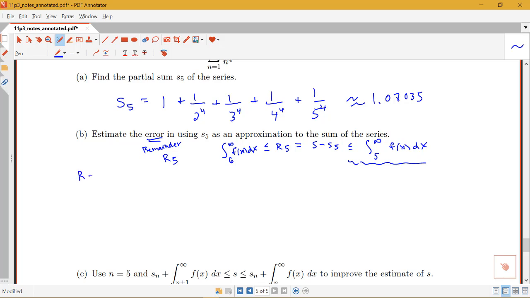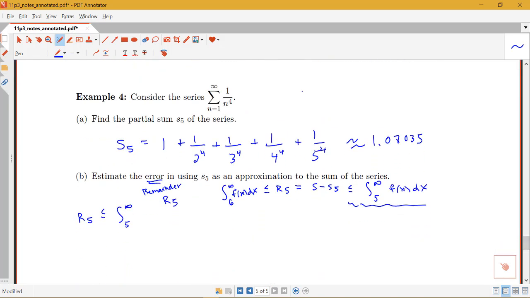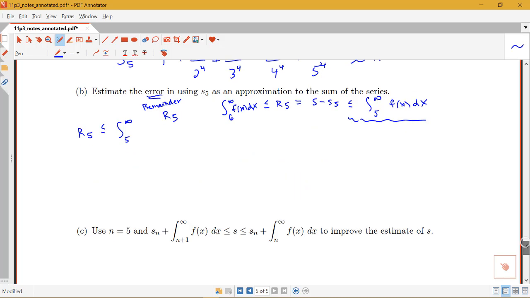So we know that R5 will be less than or equal to the integral from 5 to infinity of our associated function. Notice that we're dealing with the sum from n equals 1 to infinity of 1 over n to the fourth. So f of x will equal 1 over x to the fourth, so that f of n is equal to 1 over n to the fourth, the terms of our particular series. We'll just assume this meets the conditions of our integral test: this is a positive, continuous, and decreasing function. So we can focus on the computation here.